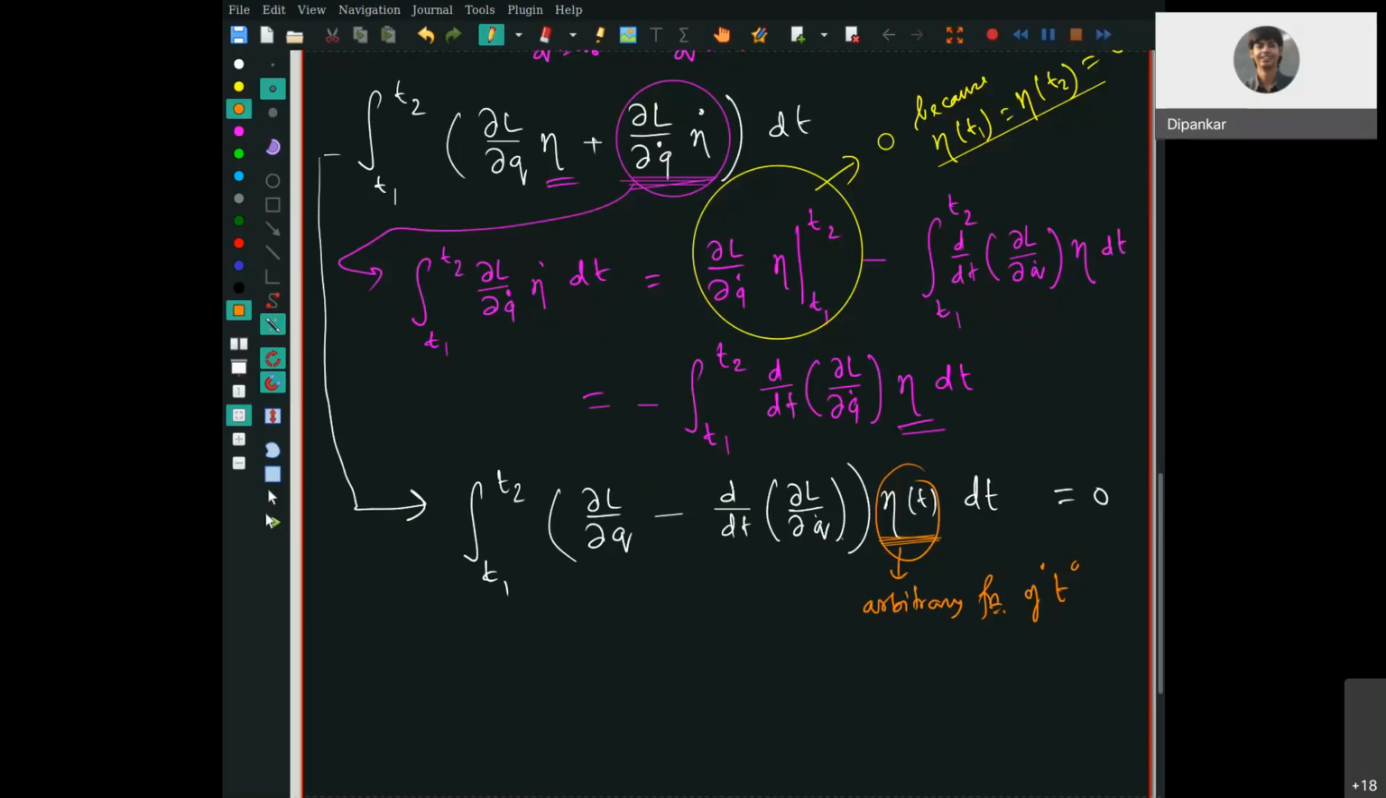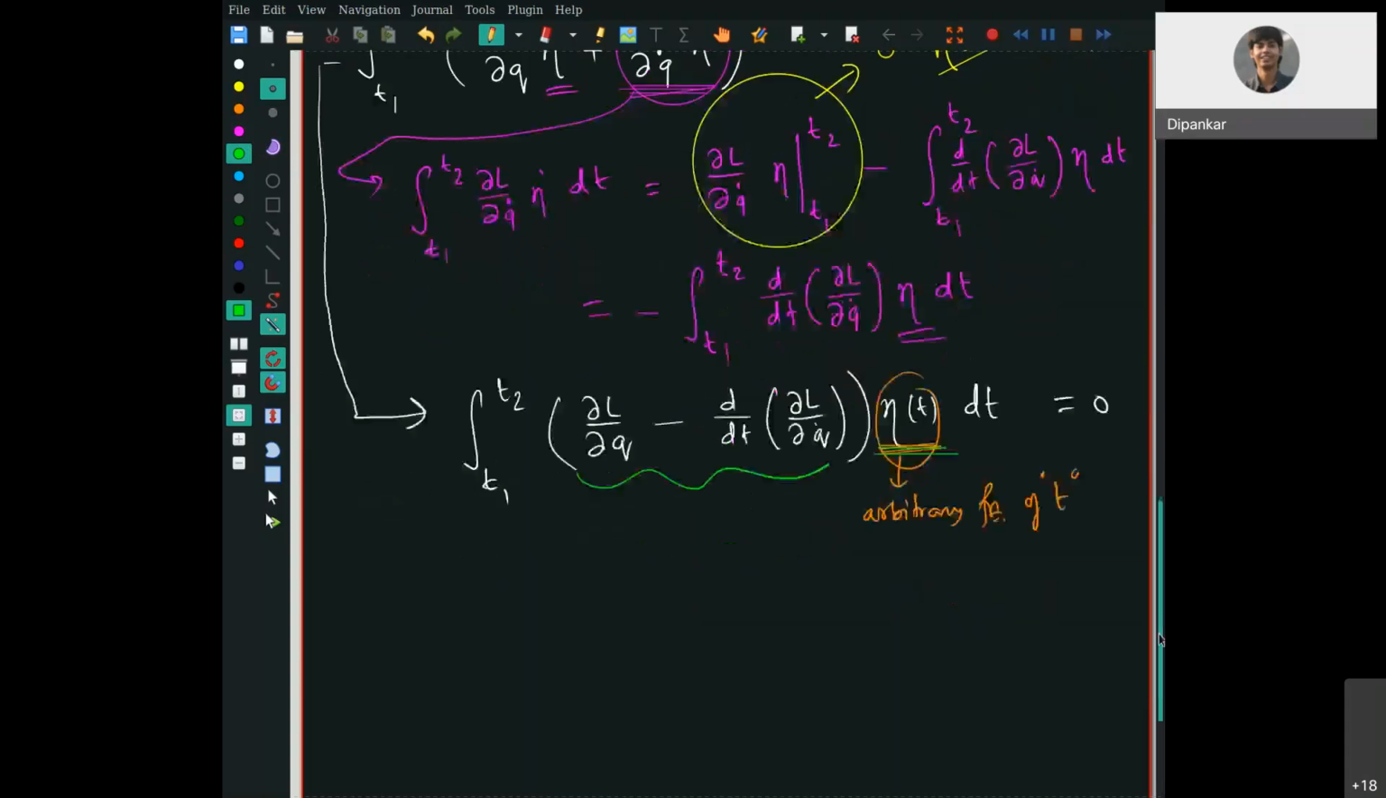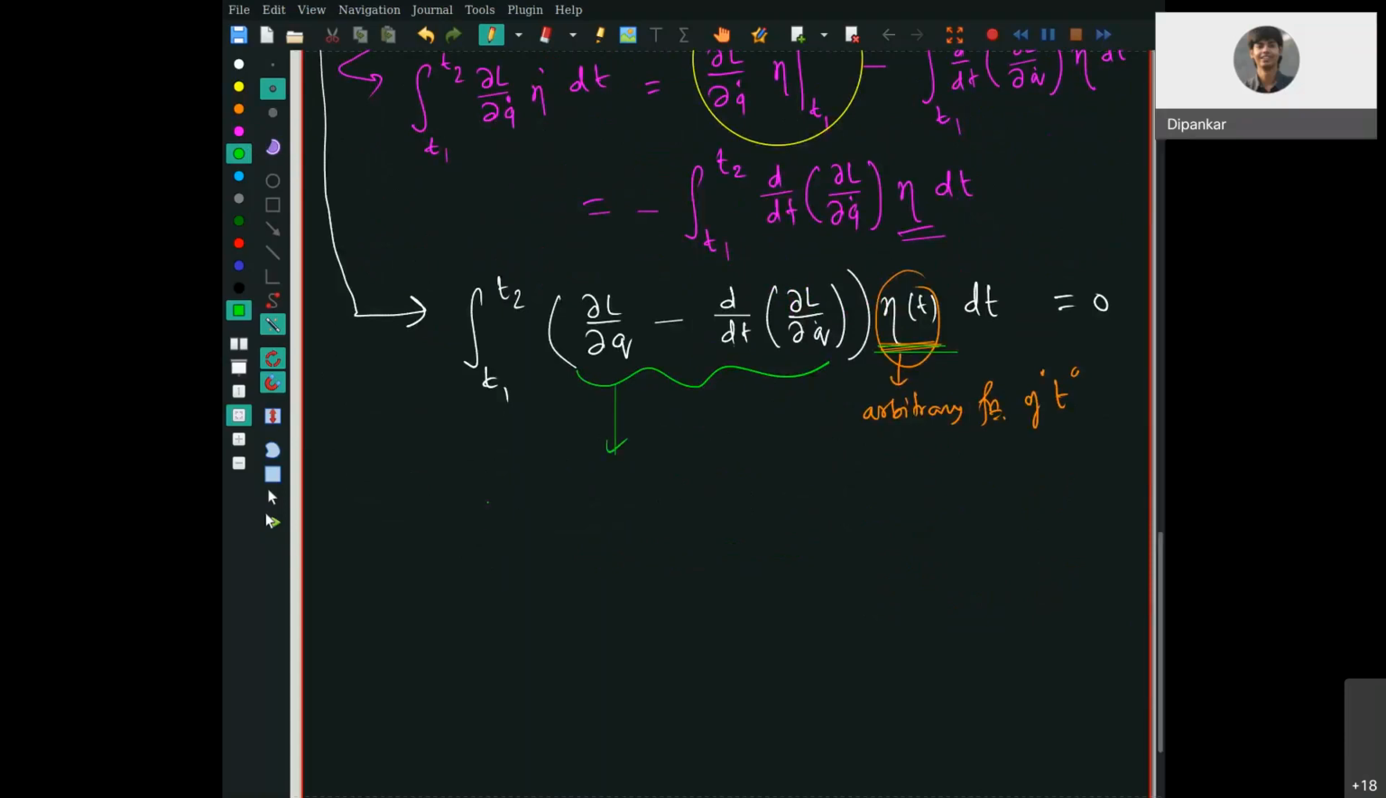So the only way that can happen is that the factor multiplying it is 0. The only way this integral can vanish for any arbitrary, well-behaved choice of eta t is that the thing inside the bracket is already 0. So I can write it as del L del q minus d dt of del L del q dot equals 0. Remember, all these derivatives are performed along the correct path, so these are all evaluated along q0.